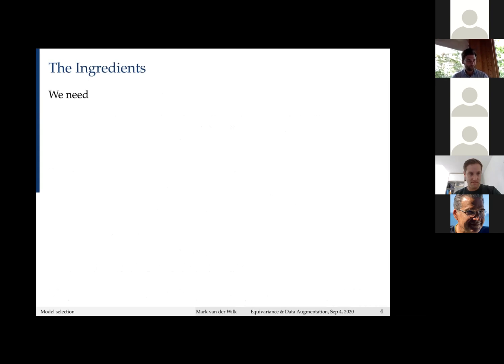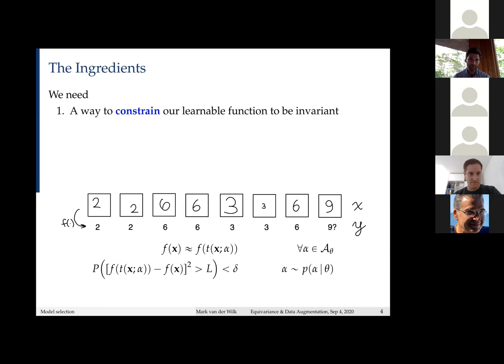So to start, I want to give an overview of the three ingredients that our method requires. The first thing that we require is a way to constrain a particular learnable function to be invariant. To be specific again, what that means is that if we have a particular transformation on the input, then we want the output to still be the same. And we want to define a particular class of functions which all satisfy the same constraint.